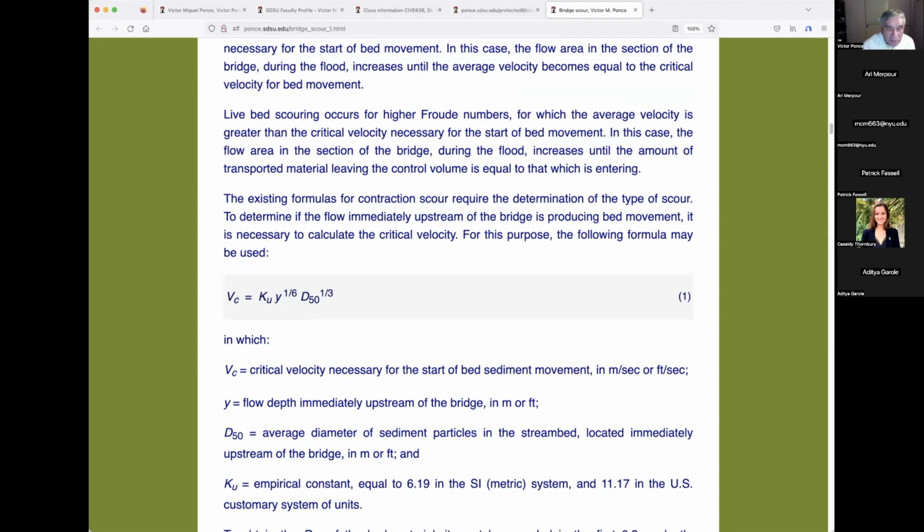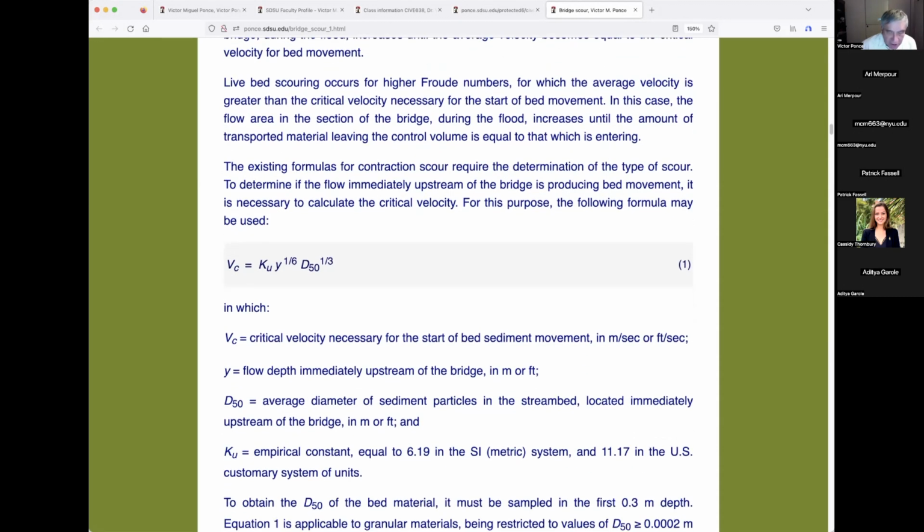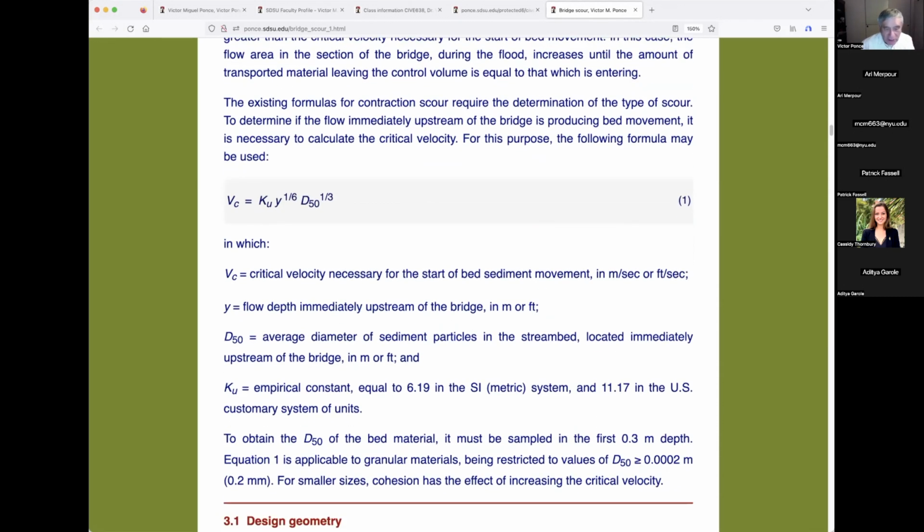And this is kind of an empirical formula. Why is it empirical? Because the constant K sub u is empirical. As you can see over here, V sub c is the critical velocity, y is the depth, D50 the diameter, and K sub u is the empirical constant, which is equal to 6.19 in the metric system and 11.17 in the US customary system. So it's totally empirical. Where exactly did they get this equation? I don't know, to be honest with you. I haven't researched this particular area. I try to stay away from empirical formulas myself.